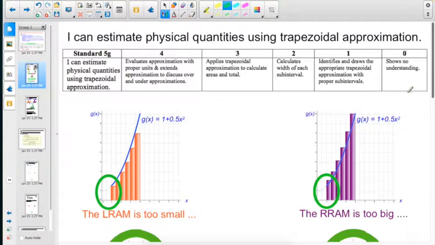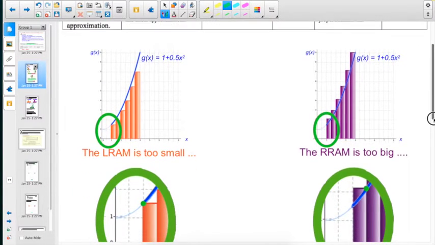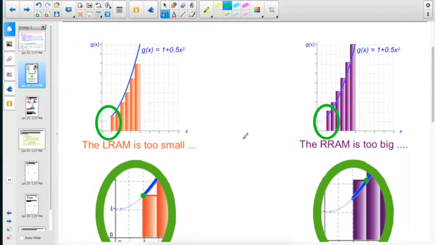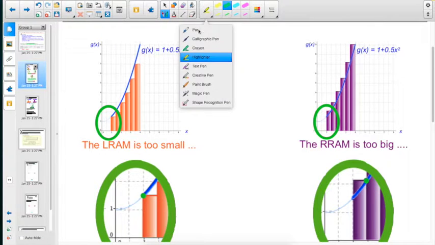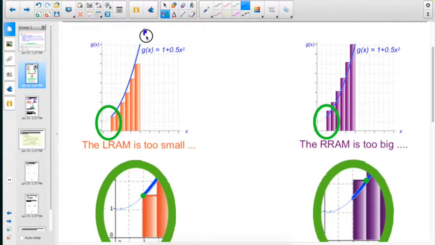So going back to what we know about our left rectangular method and our right rectangular methods, we notice that if we have this increasing function here, and we do a LRAM, we notice that we have these gaps here. And so we would say that the LRAM is too small, or it's an underestimate or an under approximation.